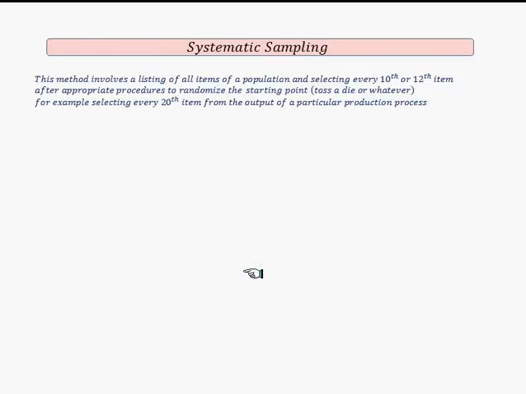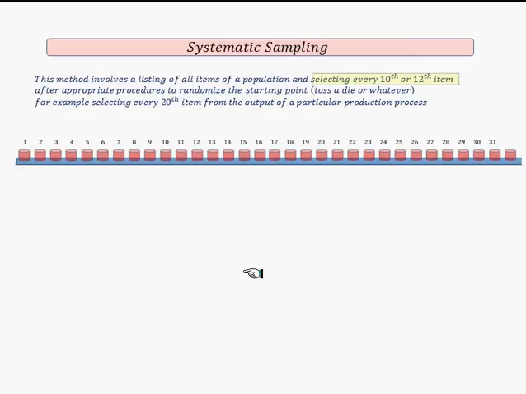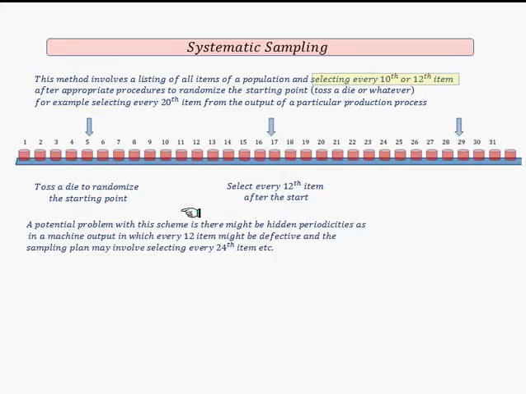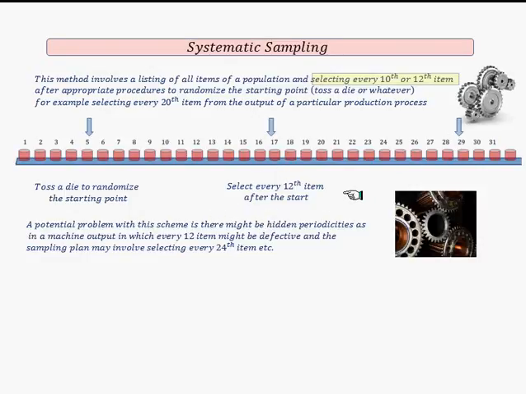The third method is called systematic sampling, and a typical example is a listing or an assembly line here. We randomly select the first item through a die, for example, and then we select every 12th item following that. And we have them coming on the screen here. The problem with this is there may be a potential systematic error, every 12th item perhaps being defective because of the mechanism involved, such as wheels or cogs or whatever.